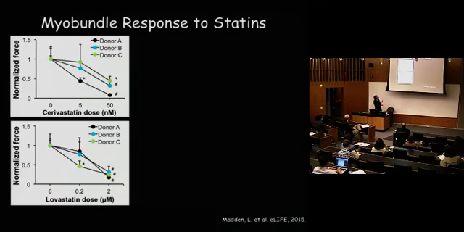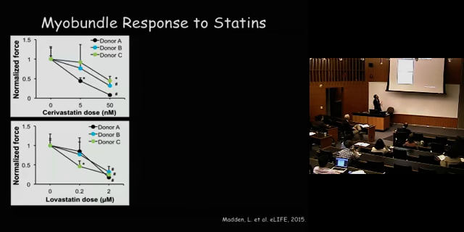So what we looked at was a dose response: what's the generated force of the muscle, and how it changes if you increase the dose of a statin. If you compare these two, cerivastatin, look just at these doses. This is nanomolar, and this is micromolar. So these are basically 1,000 times larger doses here than here.